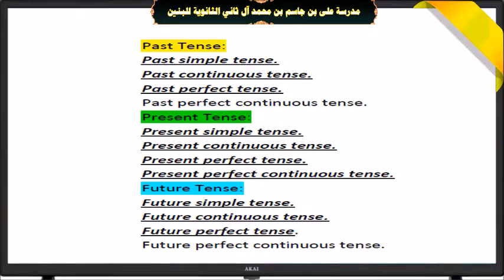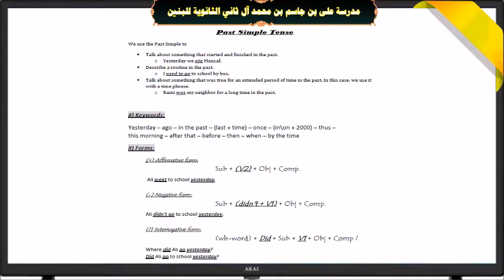Now if we want to give details about these tenses, number one, we have the past tense, and as we said, the past tense is divided into four parts: number one, past simple; number two, past continuous; number three, past perfect; and number four, past perfect continuous. About the present tense, it is the same. We have four branches: present simple, present continuous, present perfect, and present perfect continuous. Also in the future tense, we have four branches: future simple, future continuous, future perfect, and future perfect continuous. Let's start with the past simple tense.